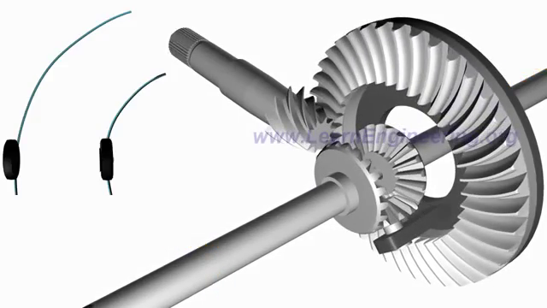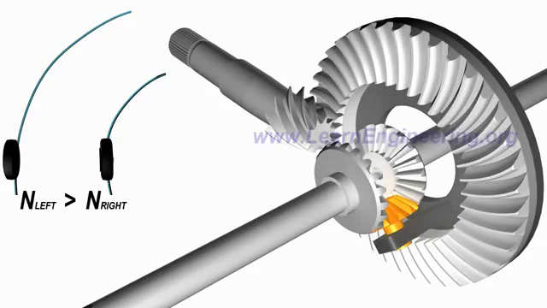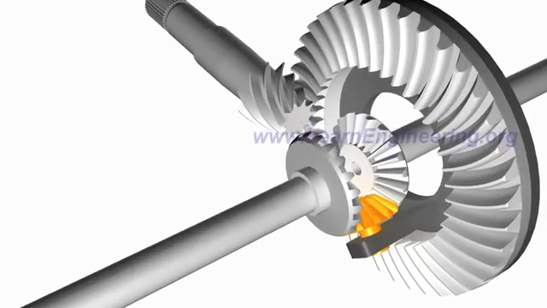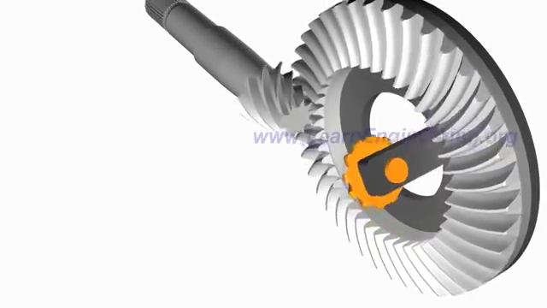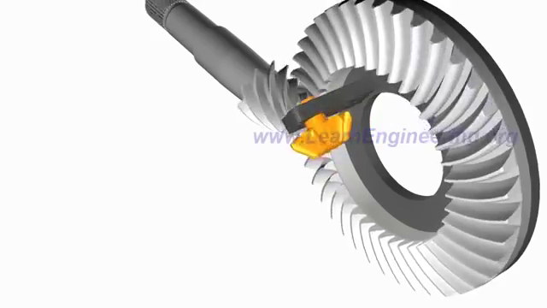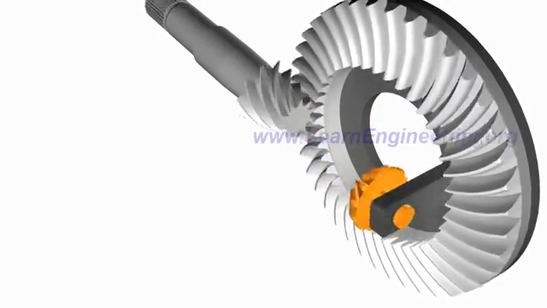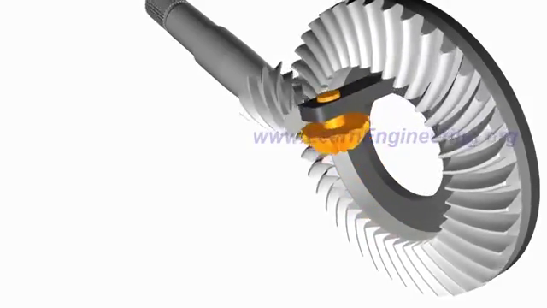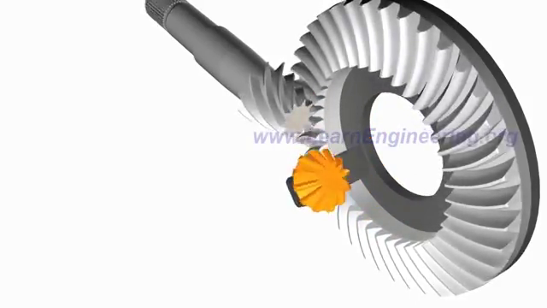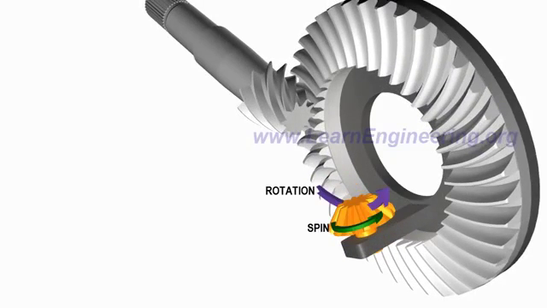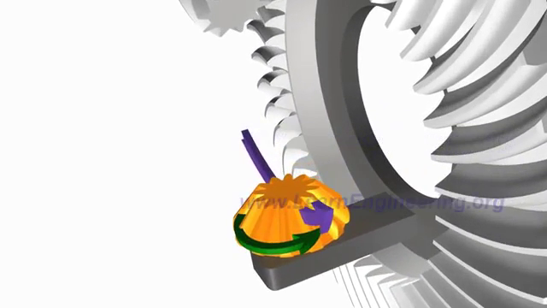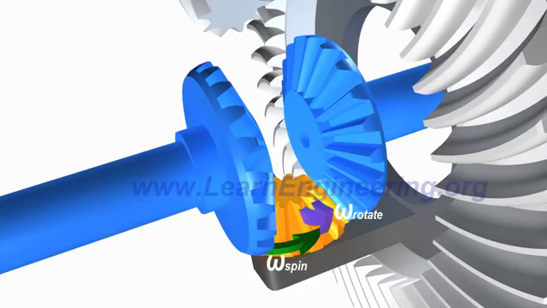Now consider the case when the vehicle is taking a right turn. The spider gear plays a pivotal role here. Along with the rotation of the ring gear, it rotates on its own axis. So the spider gear is having a combined rotation. The effect of combined rotation on the side gear is interesting.